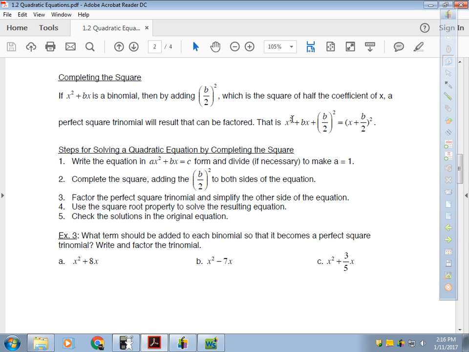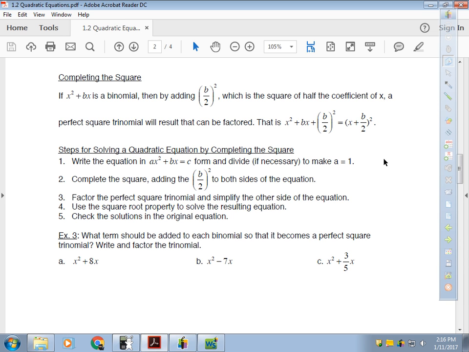What that means is you'll end up with x squared plus bx plus (b over 2) squared, which will factor nicely into (x plus b over 2), that whole thing squared. So whatever this b over 2 is right here, you'll get the same b over 2 right here, and it's just x plus that, squared. So it'll factor really, really nicely. So this is a way to actually take an equation and turn it into something that's factorable.